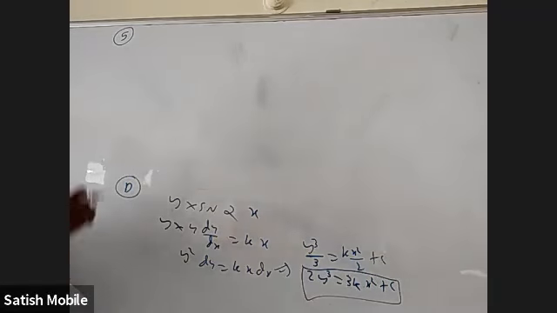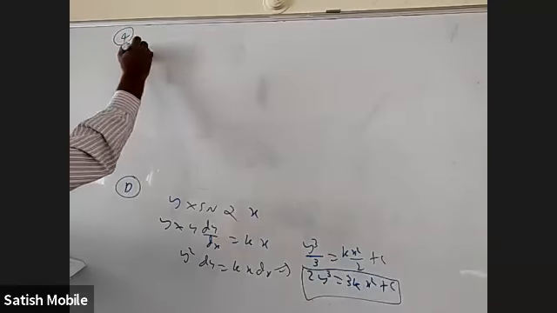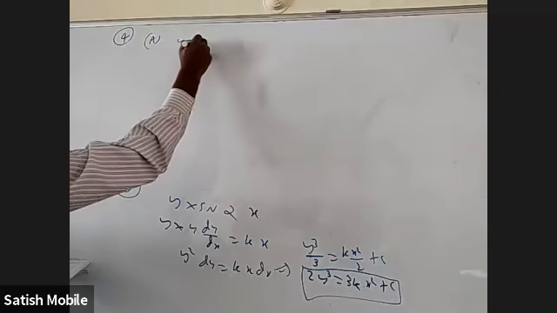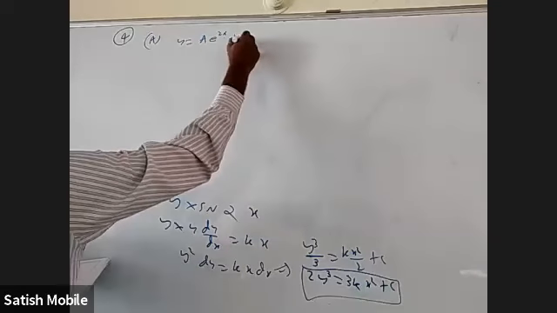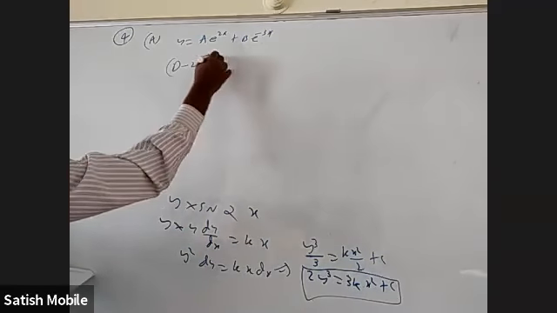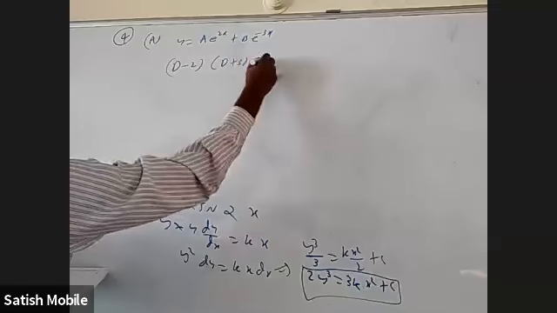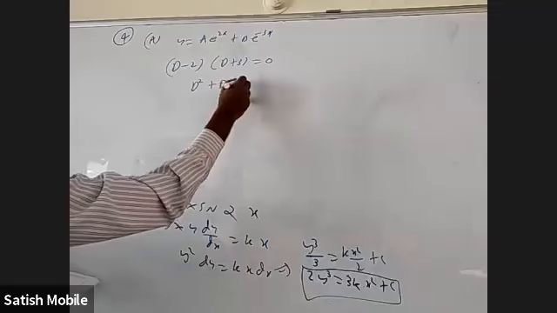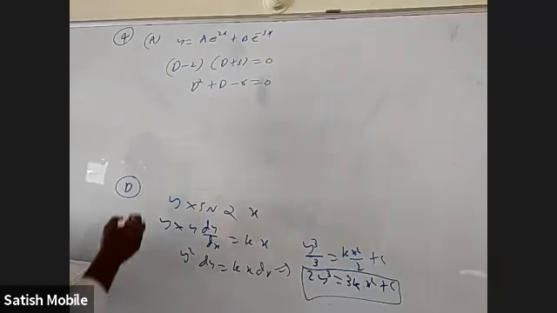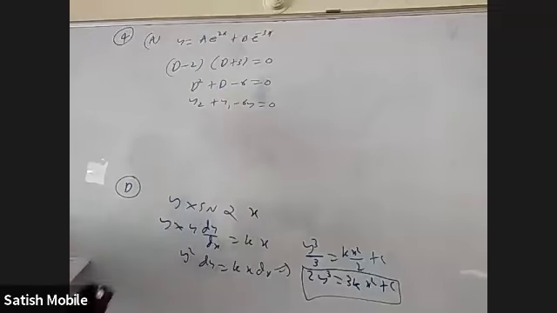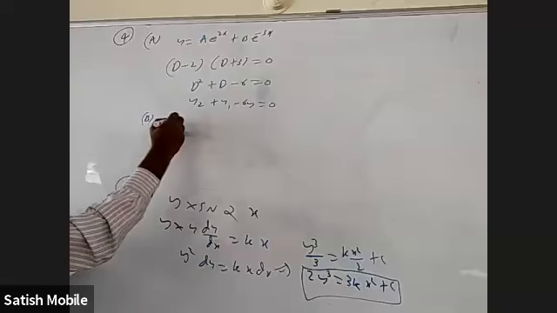Fourth one, sorry, not fourth one. All the shortcuts, if you use them quickly, you can complete. Y equal to a e power 2x plus b e power minus 3x. So you can write (D minus 2) into (D plus 3) equal to 0. D square plus D minus 6 equal to 0, which means y2 plus y1 minus 6y equal to 0. I'm sure you can finish off other things easily.